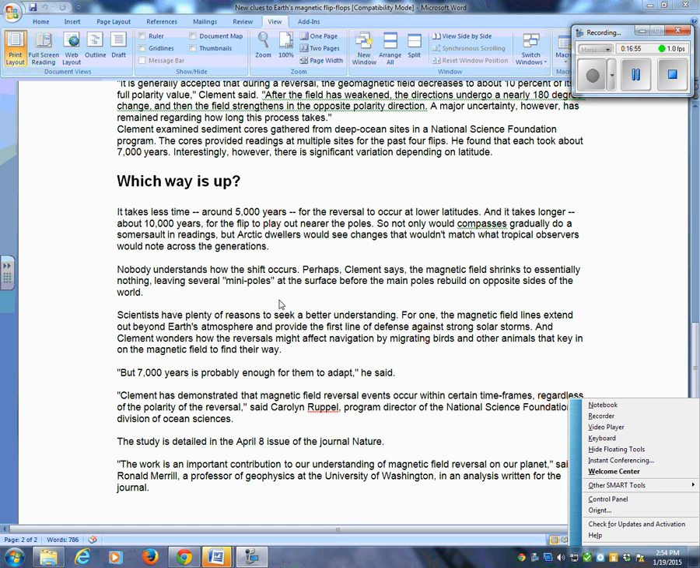Scientists have plenty of reasons to seek a better understanding. For one, the magnetic field's lines extend out beyond Earth's atmosphere and provide the first line of defense against strong solar storms. That answers the question, why do we even care about this? Earth's magnetic field is literally a force field that keeps radiation away from civilization. Okay? It's a giant defense system kind of thing.